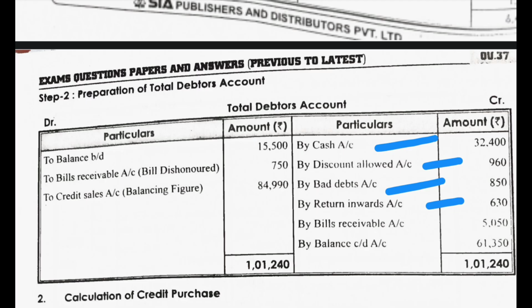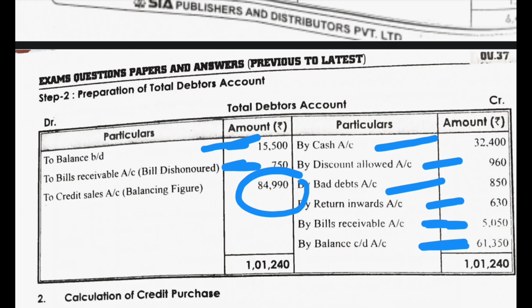prepared bills receivable. Total debtors we have written, 5050, that amount. And this is carried on from the question we have taken. This is to balance brought down, it is given in the question. Opening balance and to bills receivable dishonored. In bills receivable account, credit side we have taken, that we have to bring and take on the debit side. Now to credit sale, the balance we will get is the credit sale.